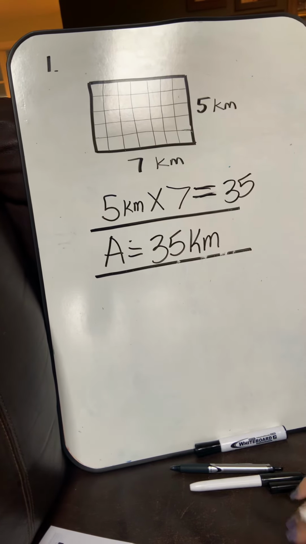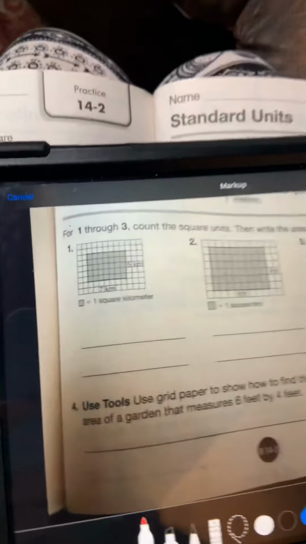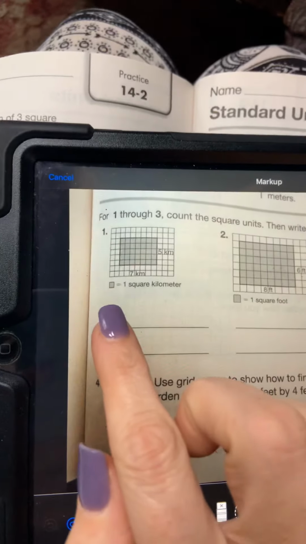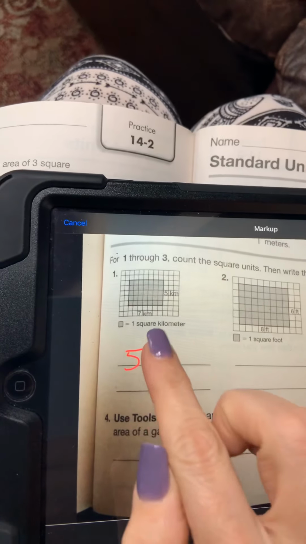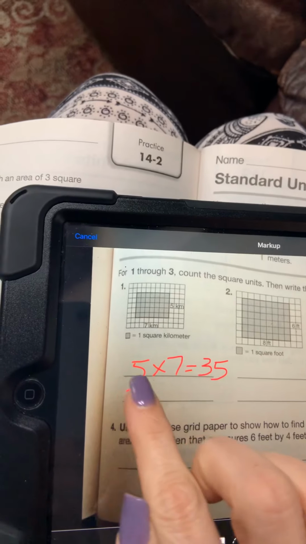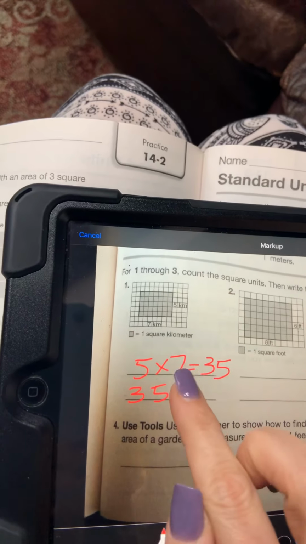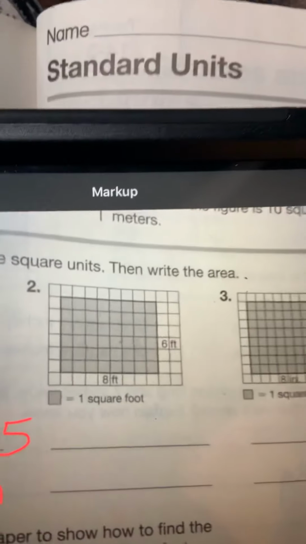Okay? Okay, so now I want to look at this. All right, so we just did this one. So we said 5 times 7 equals 35. So our answer is 35 kilometers. Okay? All right, let's look at the next one.